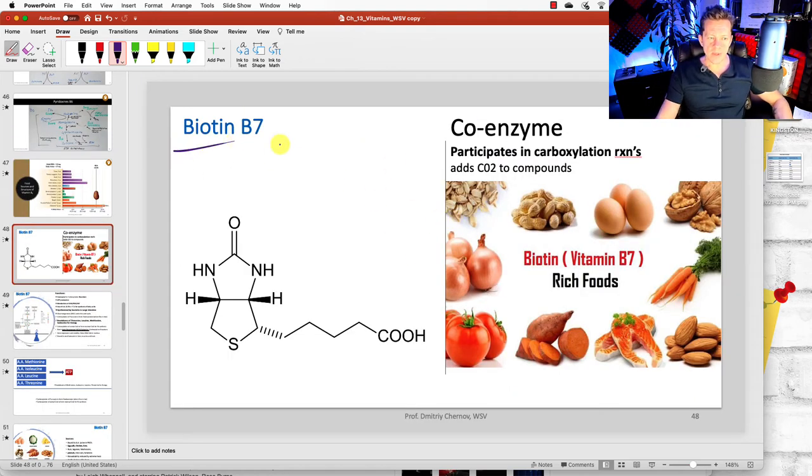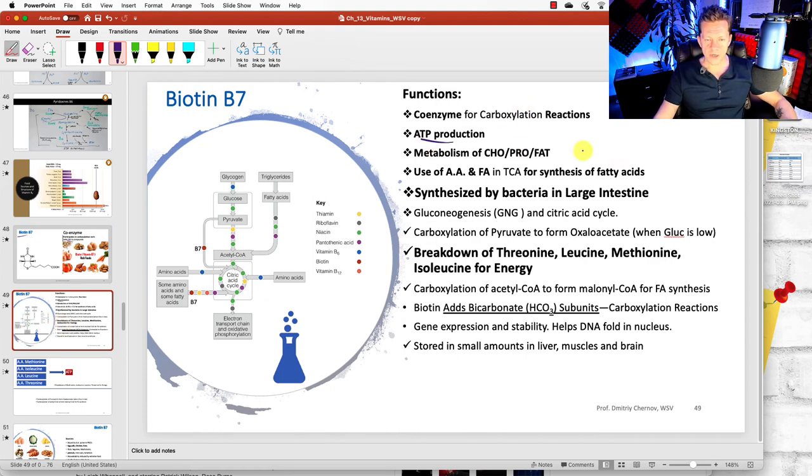So let's look at vitamin B7, or biotin. It participates in carboxylation reactions. Carboxylation is basically the addition of carbon dioxide to compounds. Again, not important for our class. Again, ATP production and metabolism of carbohydrates, proteins, and fats, transportation of energy. But remember that B7 can also be synthesized by bacteria in our large intestine. It doesn't really mean that we do not have to eat biotin and that it's going to be enough for bacteria to synthesize. You still need to consume it, because we have good bacteria and bad bacteria, and I'm not sure which one can actually participate in those synthesis reactions. But we're going to skip that.